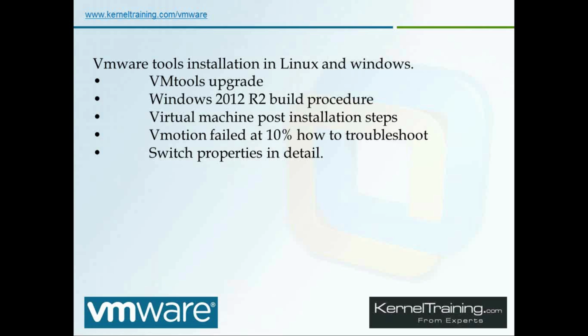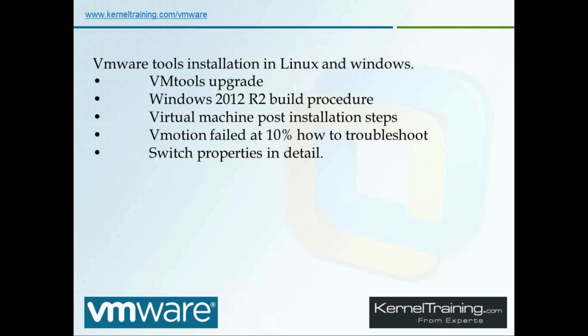Next, post installation steps. So the virtual machine installation is completed. What do we need to check? As I told you, we need to check whether the firewall is disabled or not, whether the antivirus is installed or not, and whether we need to add a backup IP address for this virtual machine along with the production IP. All those things come under the post installation steps.